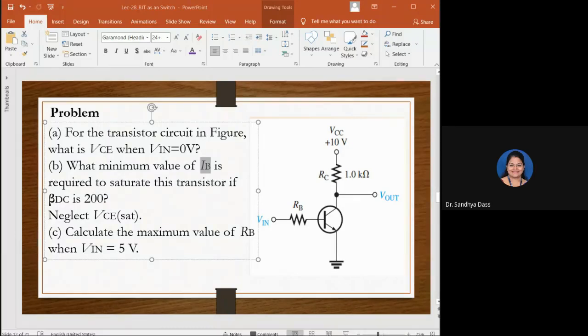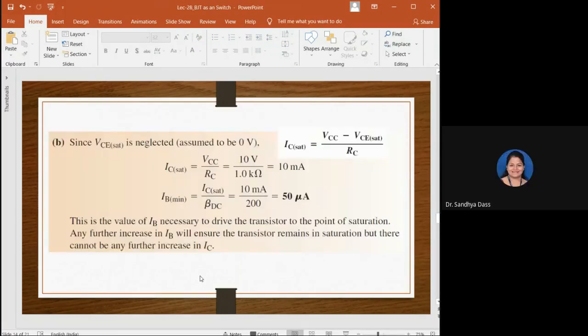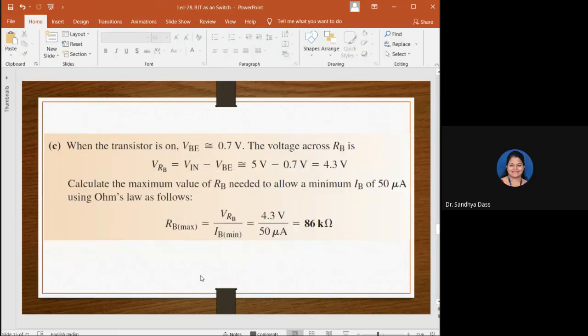Ma'am, actually I wanted to see the third one. Calculate the maximum value of RB when Vin is 5 volts. Ma'am, is it like 86,000 ohms? Let me check the solution here. Yes, 86 kilo ohms. The solution is here. Please check it.